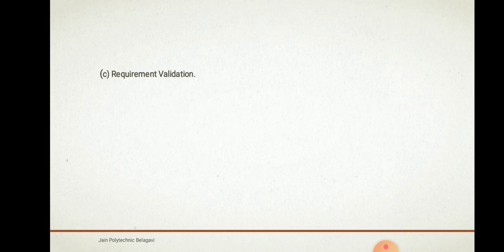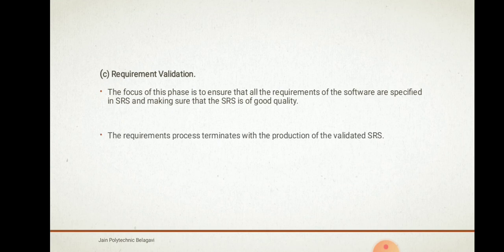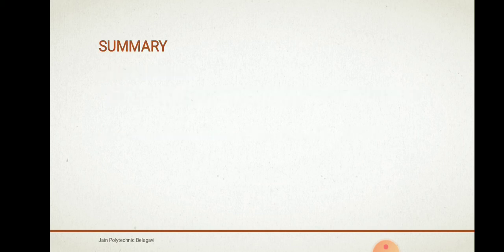Third one is requirement validation. Now the focus of this phase is to ensure that all the requirements of the software are specified in the SRS and to make sure that the SRS is of good quality. The requirement process terminates with the production of a validated SRS. So this requirement validation will end only when the SRS document is validated properly.